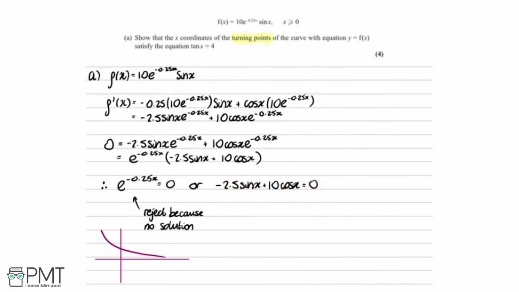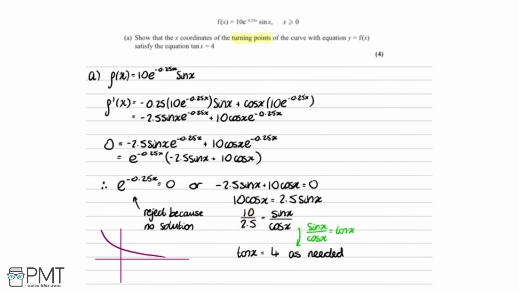So first I'm just going to add the minus 2.5 sine x onto the other side. So we get that 10 cos x equals 2.5 sine x. And then what I'm going to do is divide both sides by 2.5 and divide both sides by cos x, which means we'll get that 10 over 2.5 equals sine x over cos x. And then since sine x over cos x equals tan x, we can write this. I'm going to write them flipped the other way around. So we're going to say tan x equals, and then if you put this into the calculator, you get 4.